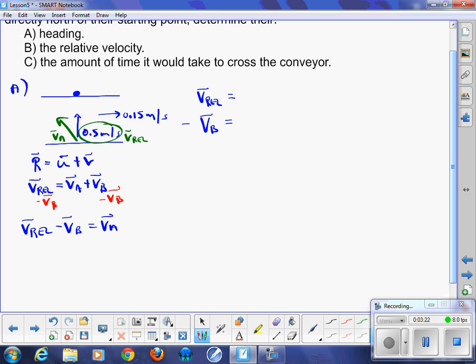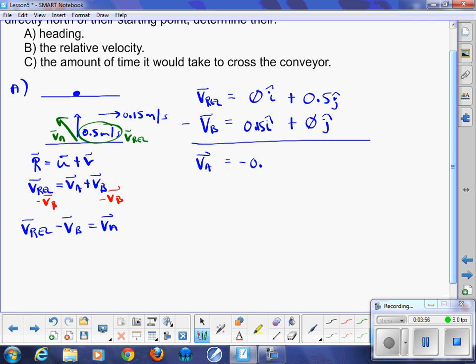Relative velocity, excuse me, I don't want to be heading left or right. I want to be heading straight north. Oops, should be J. I was going to put meters per second. So 0.5J. Now VB, it hasn't really changed. It's still 0.15I plus 0J. And this will give us the direction and heading that this individual needs to run. So we end up with negative 0.15I and 0.5 take away 0, still 0.5J.